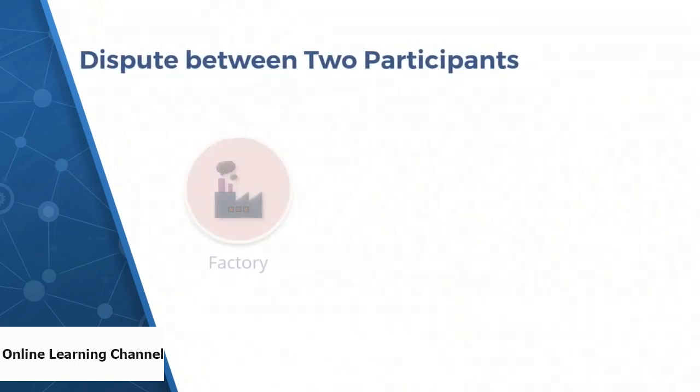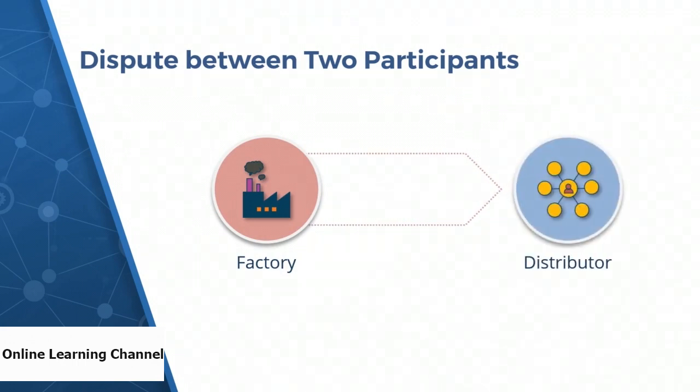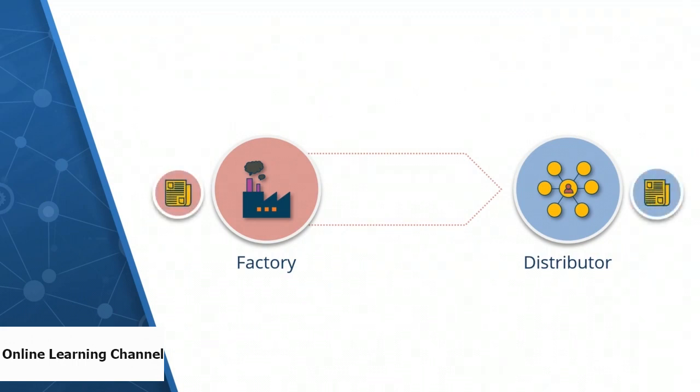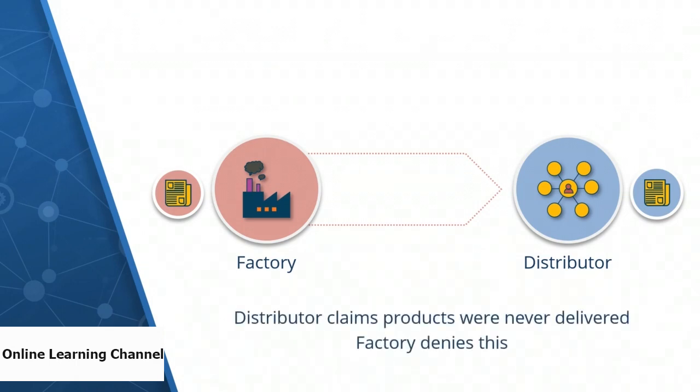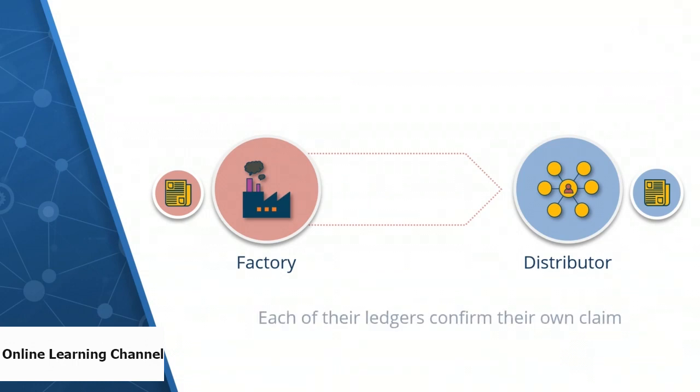Consider a case where a factory in the supply chain happens to have a dispute with the distributor it sold some products to. Each of these entities will have their own independent copy of a ledger where they record their transactions, and the distributor claims that a particular batch of products was never delivered to them. This is, however, denied by the factory, and when they go and consult their own independent ledgers, each person's claim is supported by what is there in their own ledgers. So when you have such a scenario, how do you determine the truth? Who is correct, the factory or the distributor?